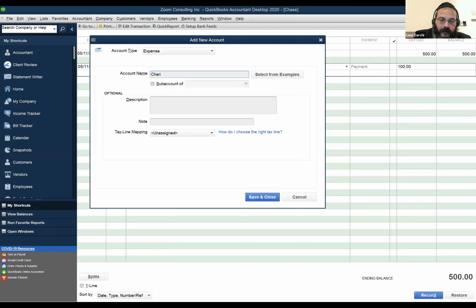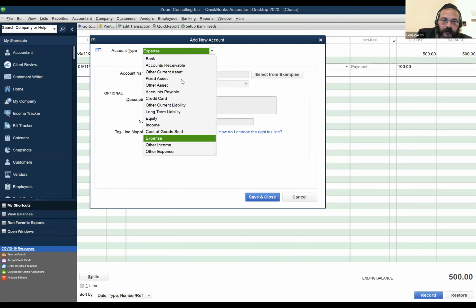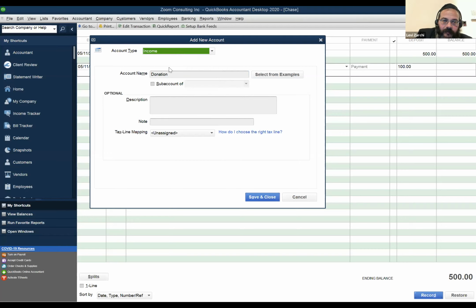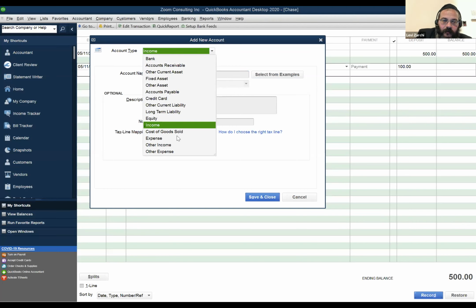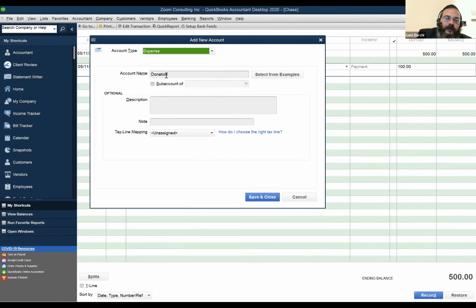If you got the donation, then it becomes income. For example, donation will be here. It's an expense, but I could put it in as income. So my income, go to account type and donation. And this is how people give me donations. I'll record that. If I was giving a donation, it will be an expense and the name will be donation.